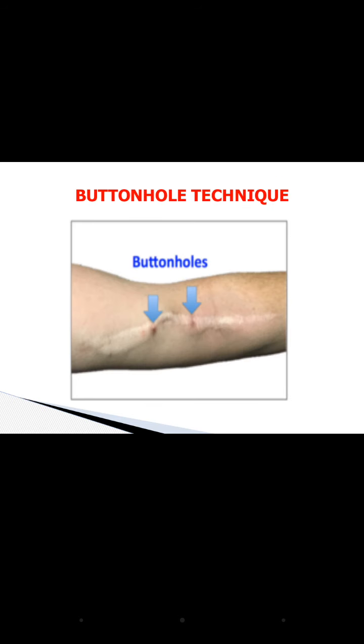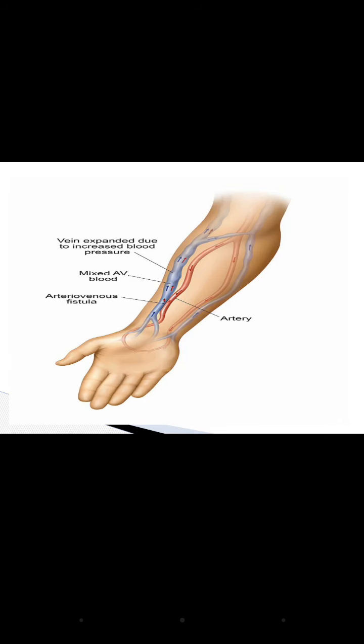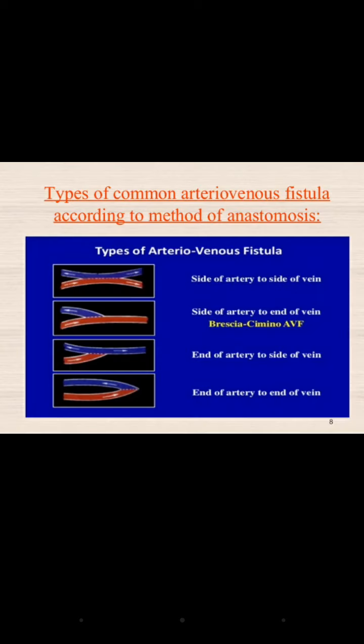We have already discussed the buttonhole technique. Now, AV fistula, it is the anastomosis of the artery and the vein, which can be shown in this figure. Similarly, here the artery is connected to the vein and the blood gets mixed. Vein is expanded because of the increased blood pressure.